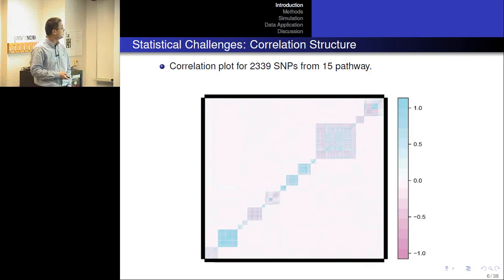Then another example, this one came from a real data set. We have more than 2,000 SNPs from 15 pathways. If we draw the heat map, the correlation plot for these SNPs, clearly we can see a block structure. The SNPs are highly correlated within blocks, but less correlated between blocks. Again, if we only do marginal tests, we totally ignore this correlation structure. But then how to handle this correlation structure, because we have a highly correlated structure? How to handle this block structure is interesting. It's also a challenging problem.